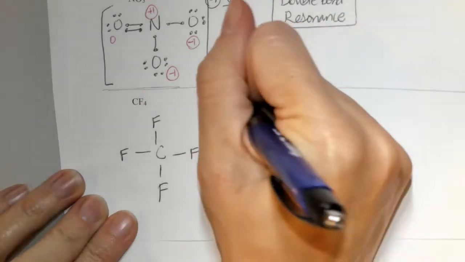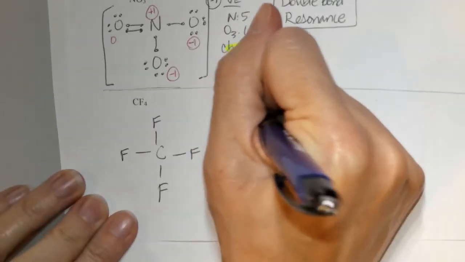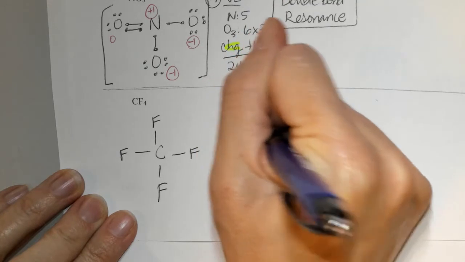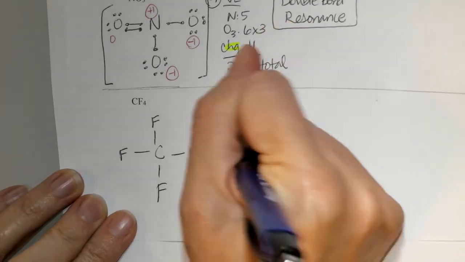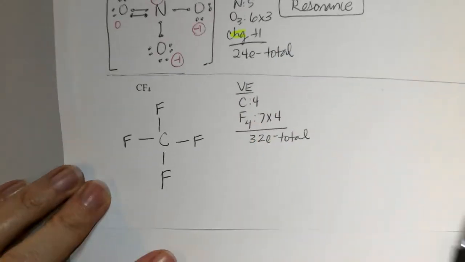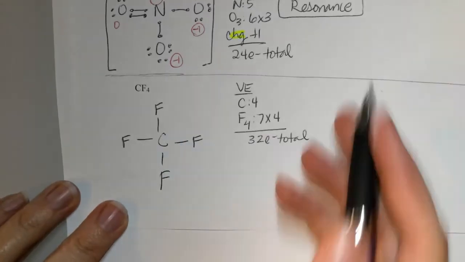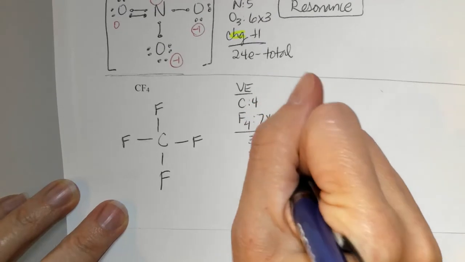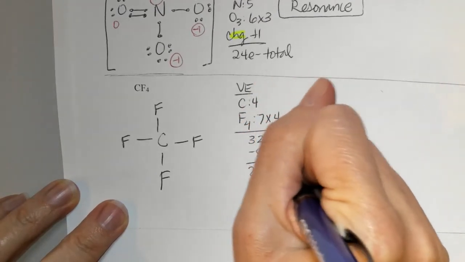All right, when I go and count my valence electrons, carbon comes in with 4. Fluorine each comes in with 7. So 28 plus 4 is 32 total electrons. All right, I've used 8 in those 4 initial bonds. So I've got 24 electrons left.